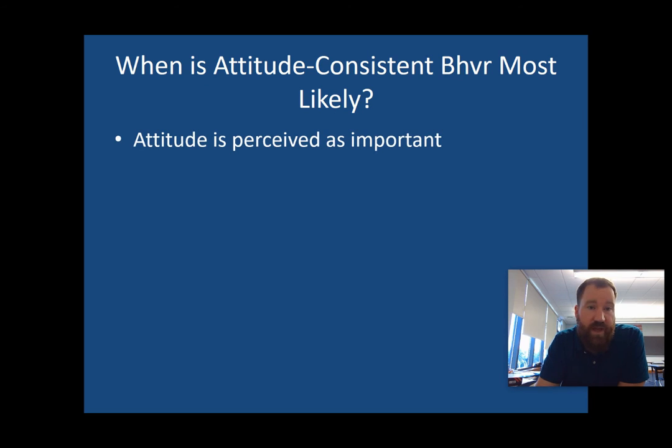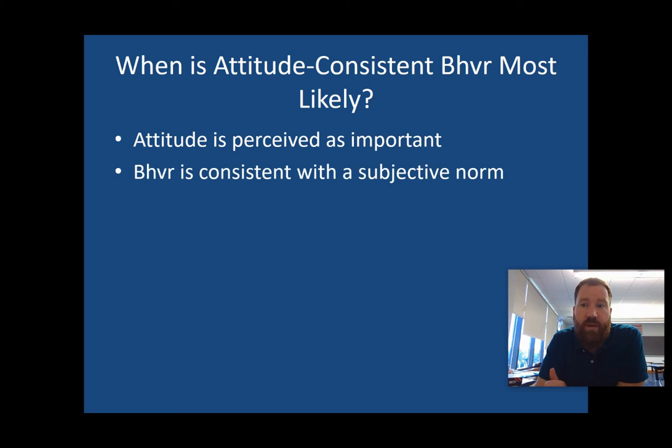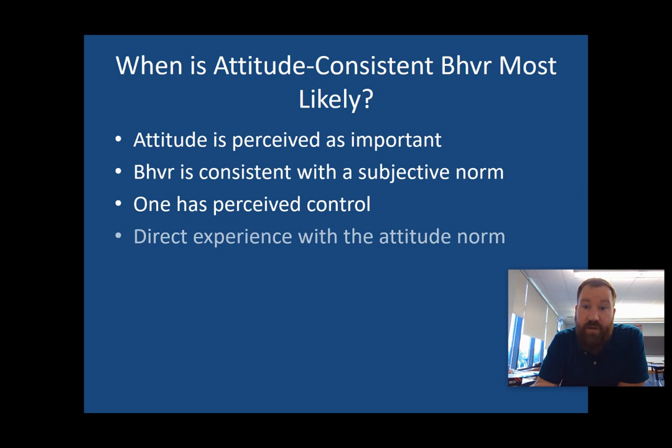One is if the attitude is perceived as important. If it's seen as fundamental to who the person is, they're more likely to follow it. If it's consistent with a subjective norm in society, meaning it fits in with the larger group, or is it an outlier? Is it rare? If you have control over it, or at least perceived control over making the decision, you are more likely to follow that behavior.